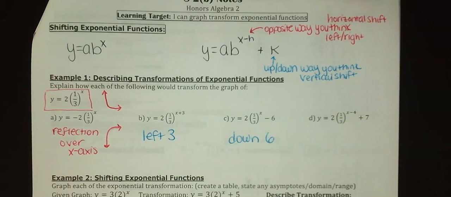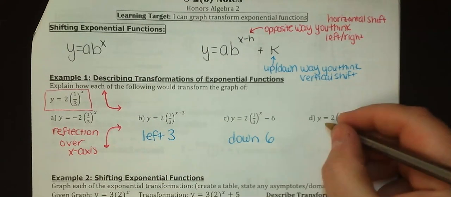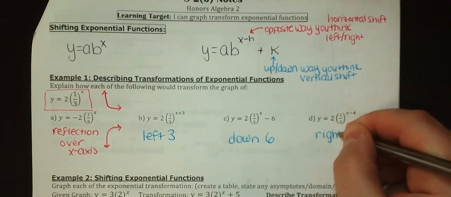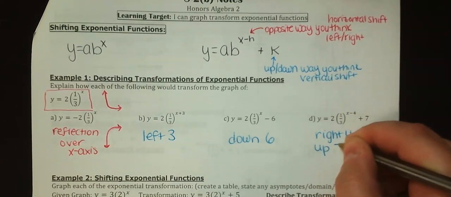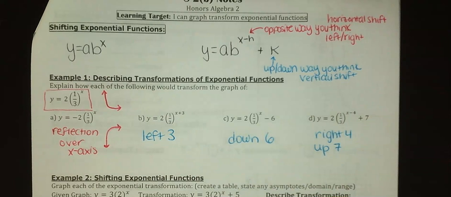Now the last one should have 2 parts to its description. I have 2 times 1/3 to the x minus 4 plus 7. What would you write down for how that would be shifted from that original? Right 4, up 7. Perfect. Right 4, up 7. That's all I'm looking for. If it asks you to describe the transformation, I don't need a paragraph. Just right this many, left this many, up this many, down this many. Or if you start out with a negative, it's called a reflection over the x-axis.